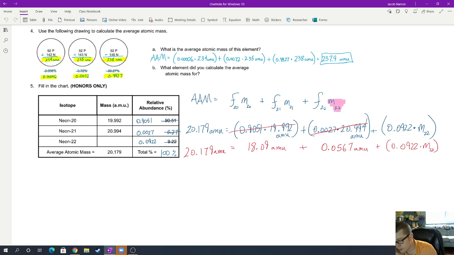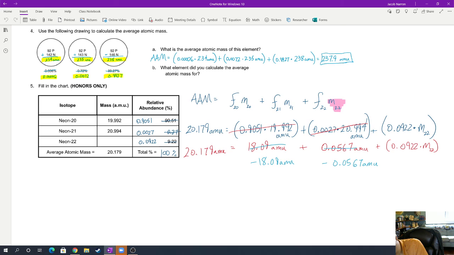So using algebra, obviously the best thing that we can do is just start subtracting this stuff over. So I'm going to subtract over 18.09 AMU. That gets rid of that. I'm also going to subtract over 0.0567 AMU and get rid of that. And then we'll see what we got on the next line. Okay, so I'm just doing a couple of things all on this one step, but I don't think that's too confusing for you guys. Obviously, if you want to get rid of something, you have to do the opposite. Whatever you do to one side, you have to do to the other side.